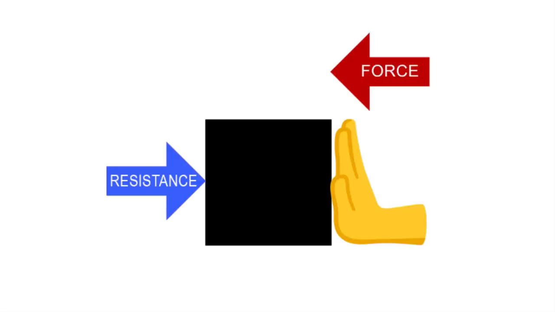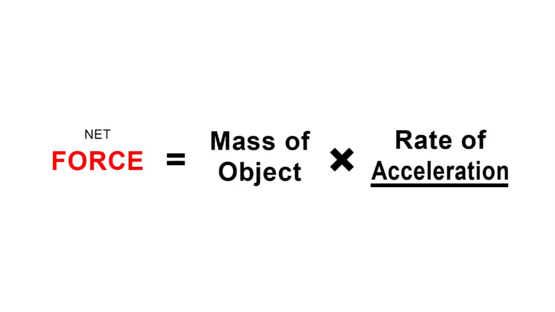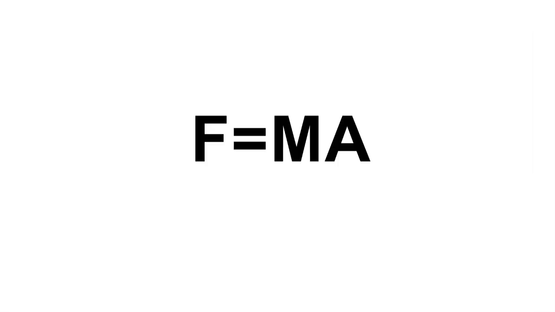According to Newton, for every action there is an equal and opposite reaction. As force is applied to the object to accelerate it, there is an opposing inertial resistance acting against the force. According to Newton, at any given moment in time, the net force being applied to the object is equal to the mass of the object, multiplied by the rate of acceleration. F equals ma. Force equals mass, multiplied by acceleration.